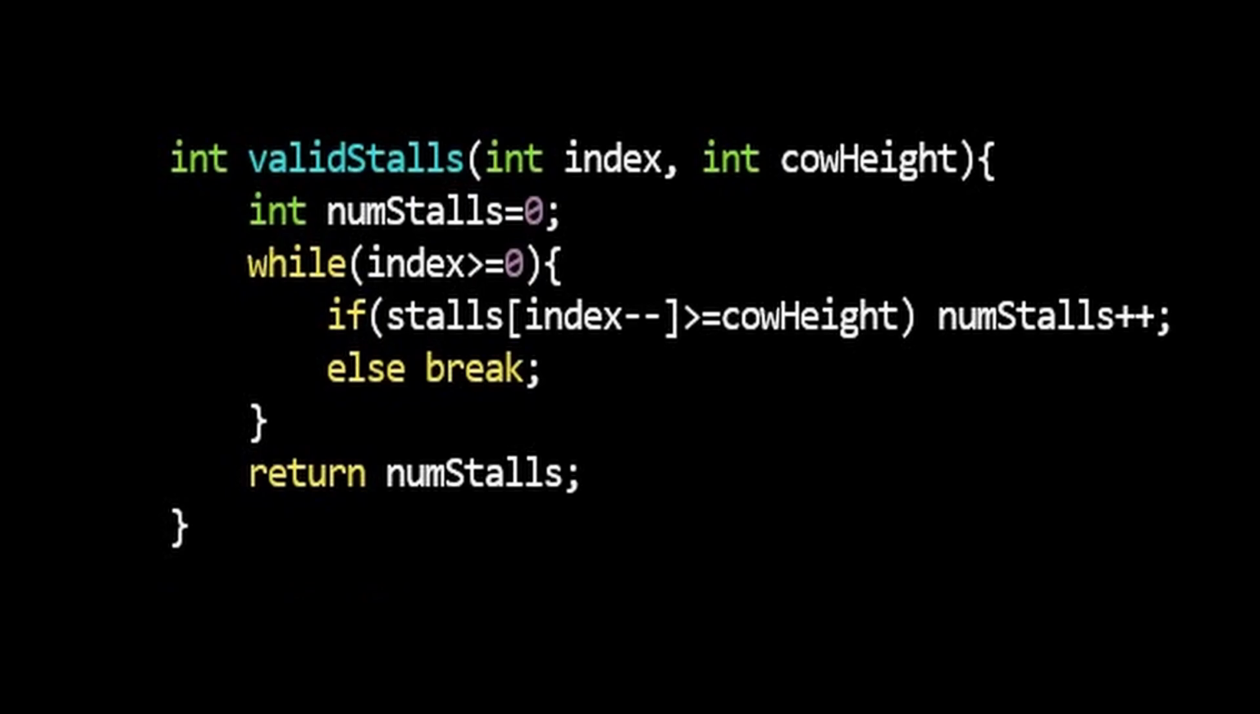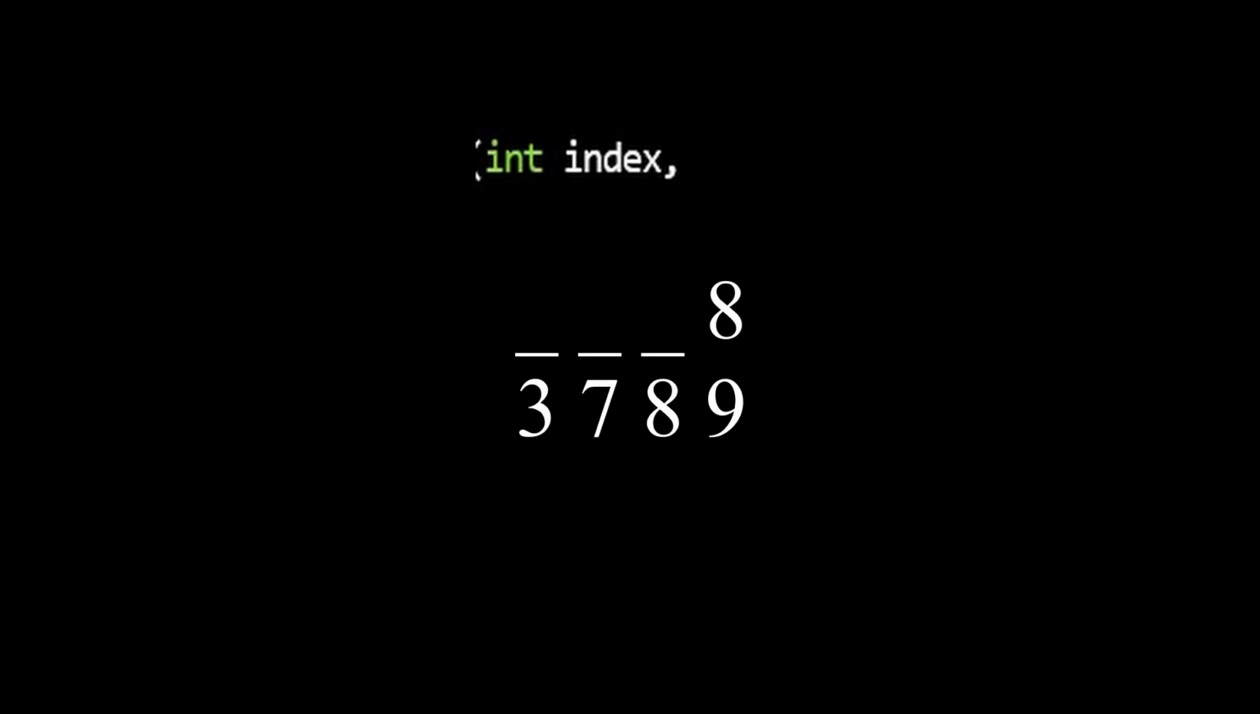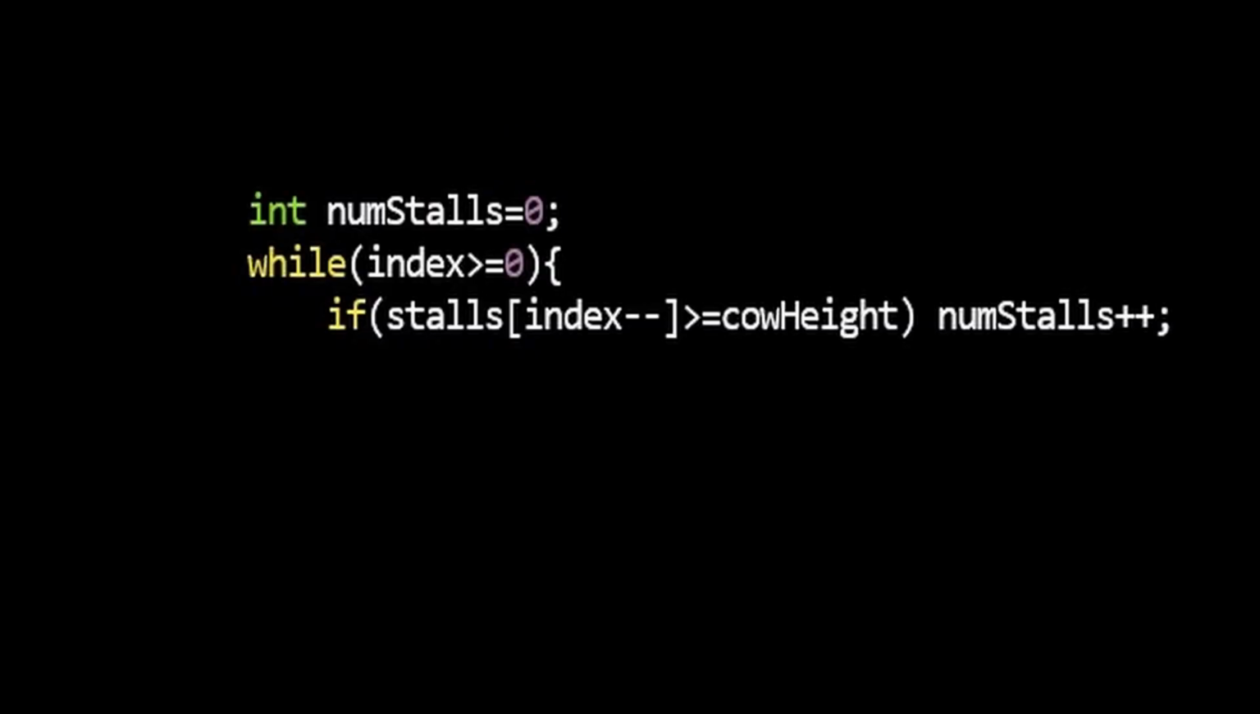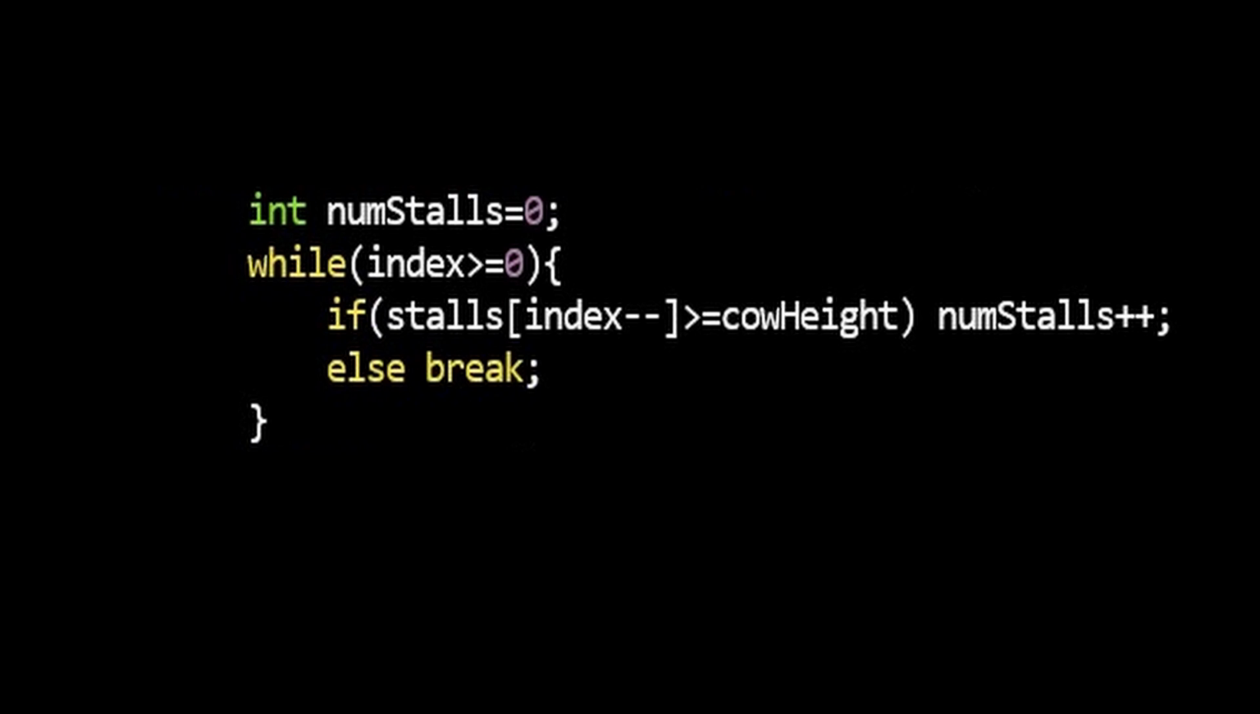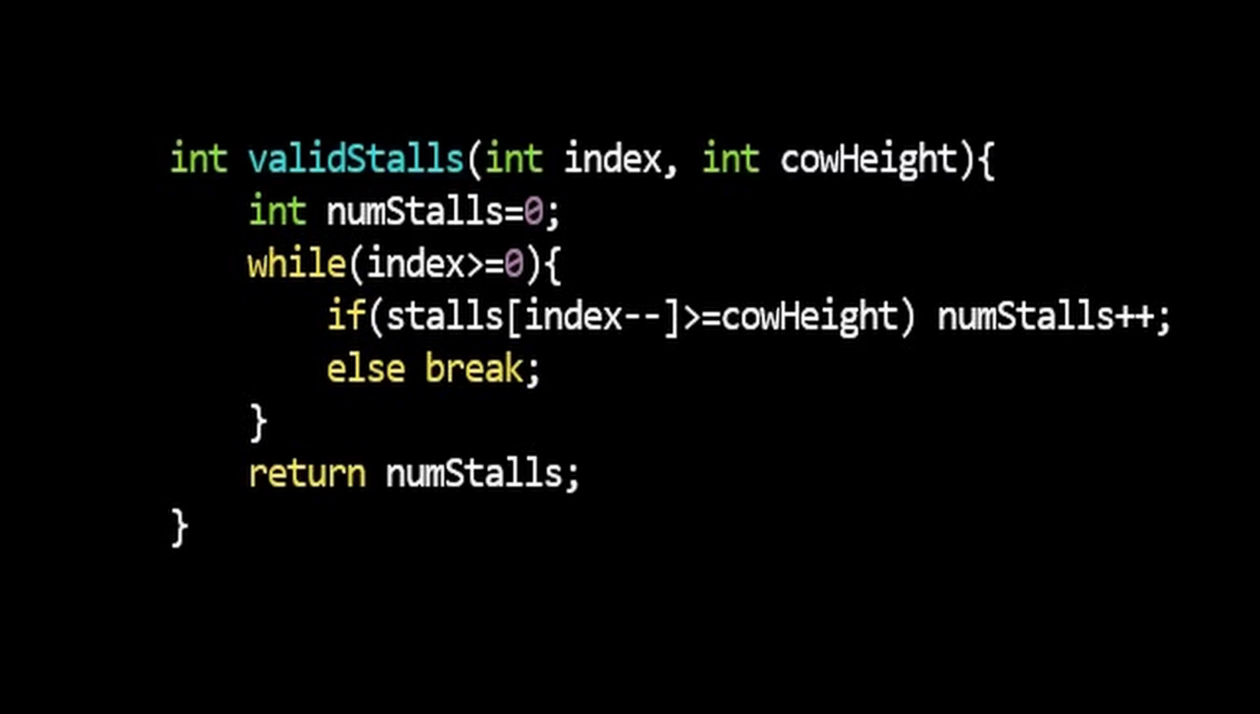In the valid stalls function, we start from the index passed in, which represents the rightmost stall left over, and then, using the fact that the array is sorted, count the number of times that we have to go left until we see a stall that is too small. Then we can just return the number of stalls.